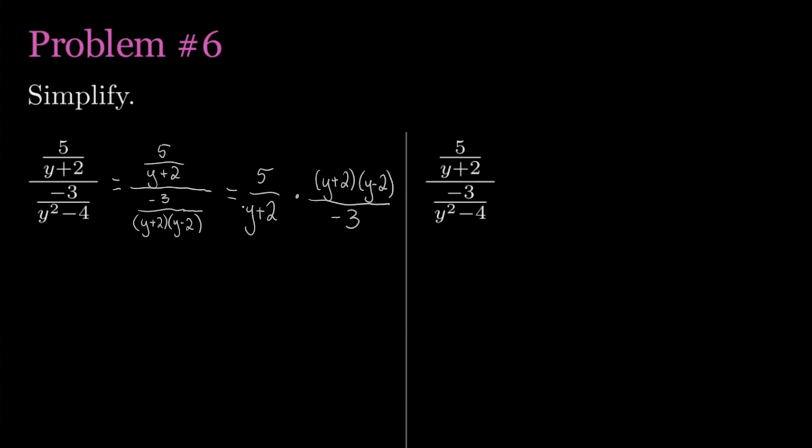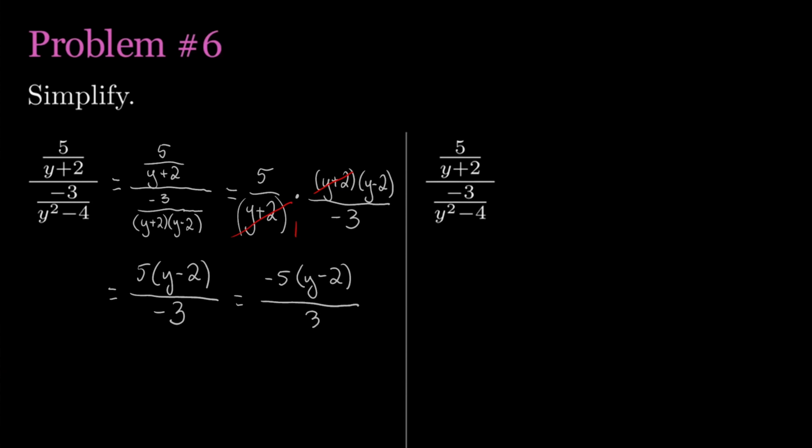And now we acknowledge the common factor of y plus 2 that we can divide out to leave us with the product of 5 and y minus 2 on top, and just negative 3 on the bottom. We don't like negatives in the denominators. This is why we transfer it to the numerator simply as a factor of negative 1, and that will be our final answer in simplest terms.